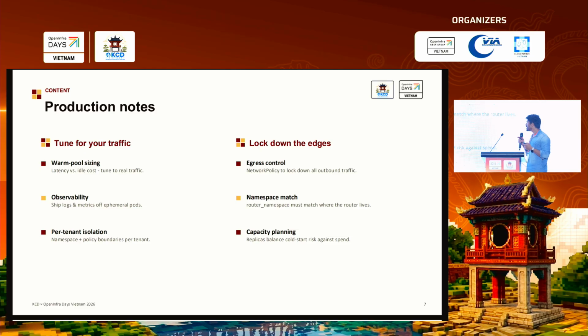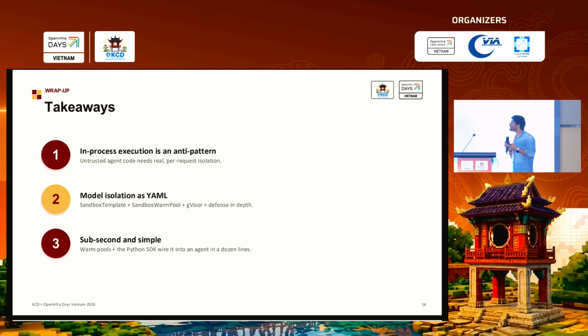And you should always ensure that capacity planning is done well in advance, because you want to have a balance between the cold start versus the cost. Some key takeaways: you should avoid using in-process execution. It's an anti-pattern.